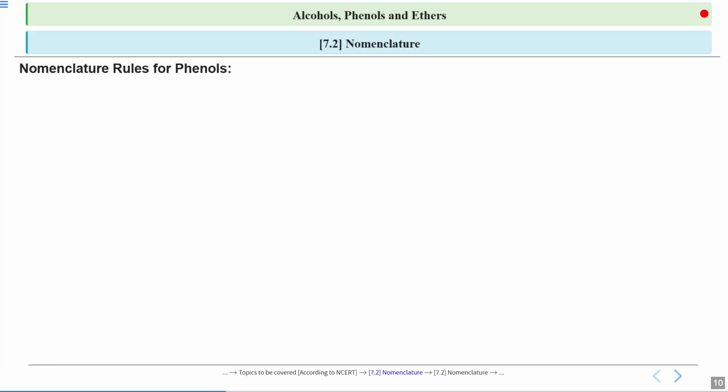Let's move to the nomenclature rules for phenol. What is phenol? Phenol is the simplest hydroxyl derivative of benzene. That is benzene over which an OH group is attached and not any other substituent. So you can say that the simplest hydroxyl derivative of benzene is phenol.